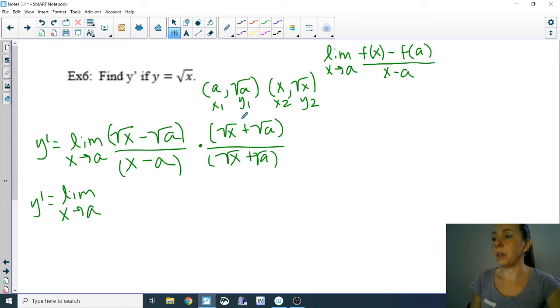Let's expand, multiply through in the numerator. So root x times root x is x. Root x times root a is root x, root a, or root xa, but it doesn't matter. I'm not going to write it because I would have the negative version of that when I do my inners, and they would cancel. Negative root a times root a is just minus a, or negative a. Okay, are you good with that?